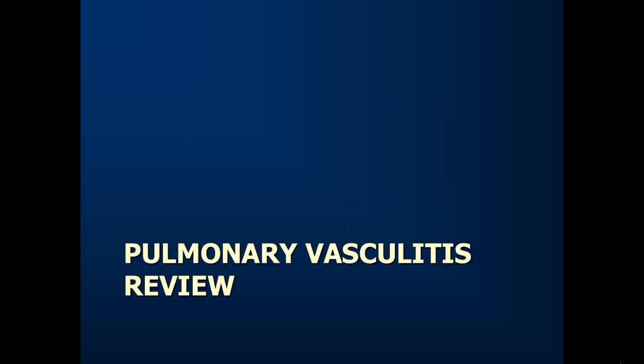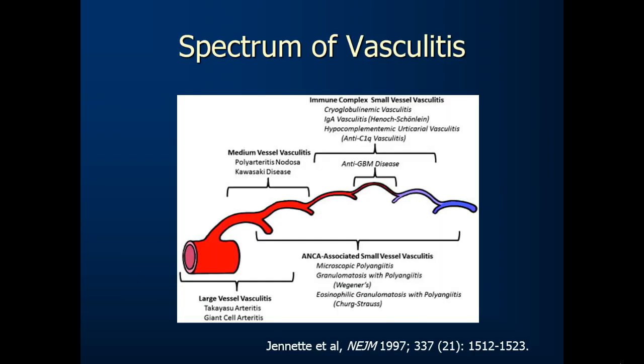Pulmonary vasculitis review, just so we're on the same page. Spectrum of vasculitis: we're going to be talking about the small vessel, although it does seem to also include medium vessel vasculitides, made up of microscopic polyangiitis, granulomatosis with polyangiitis, and eosinophilic granulomatosis with polyangiitis. The first thing you're going to need to get over are all of the abbreviations, which I don't like to use, but these names are so long.